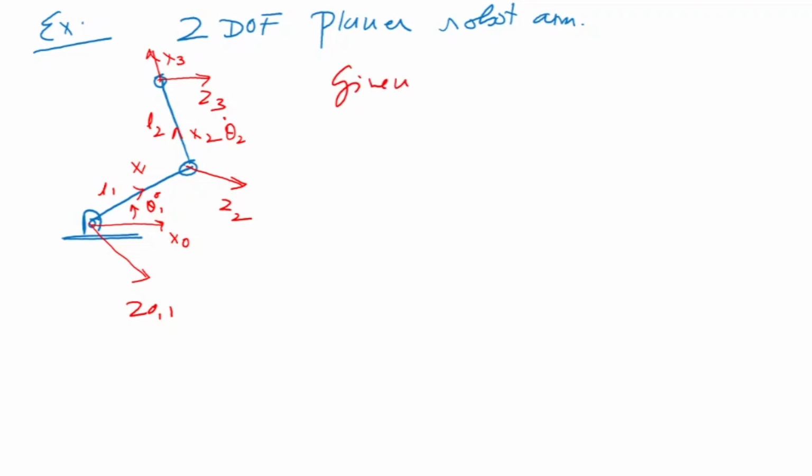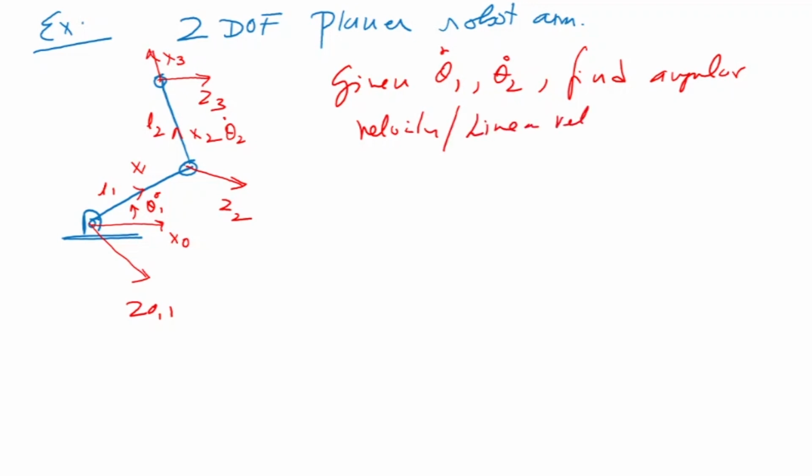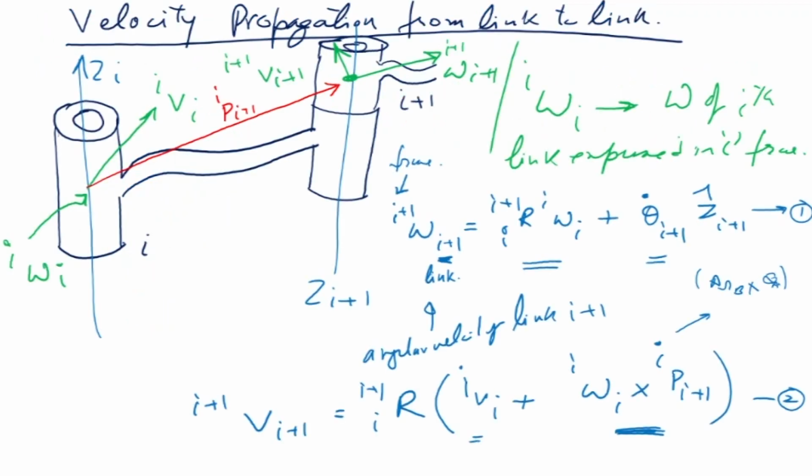In this problem we are given that the 2 links have angular velocities theta 1 dot and theta 2 dot, and we are asked to find the angular velocity and linear velocity of frame 3. That's the question. Now we are going to use the previous two equations. The first equation is for the propagation of angular velocities, the second for the propagation of linear velocities.